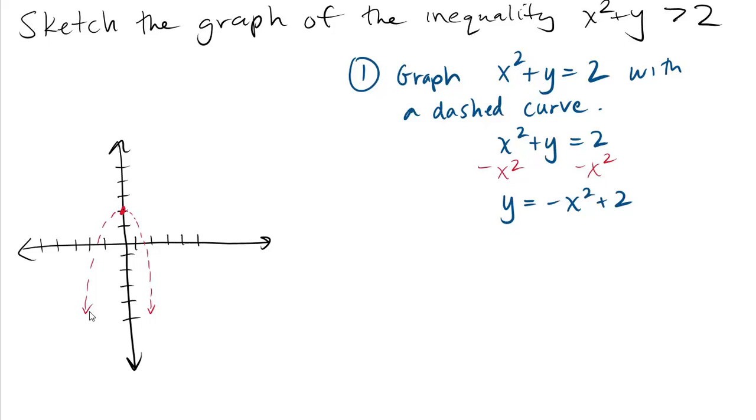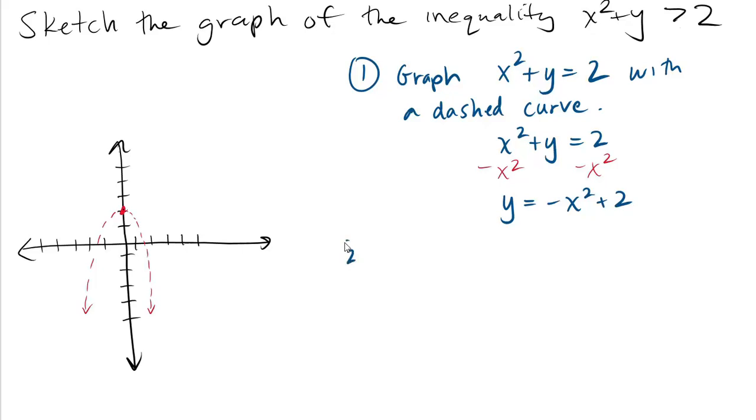Points on the curve do not make the statement true. Any point on the curve would make x squared plus y equal to 2, but we want to know where x squared plus y is greater than 2. So the dashed parabola indicates that the points on the parabola are not solutions.